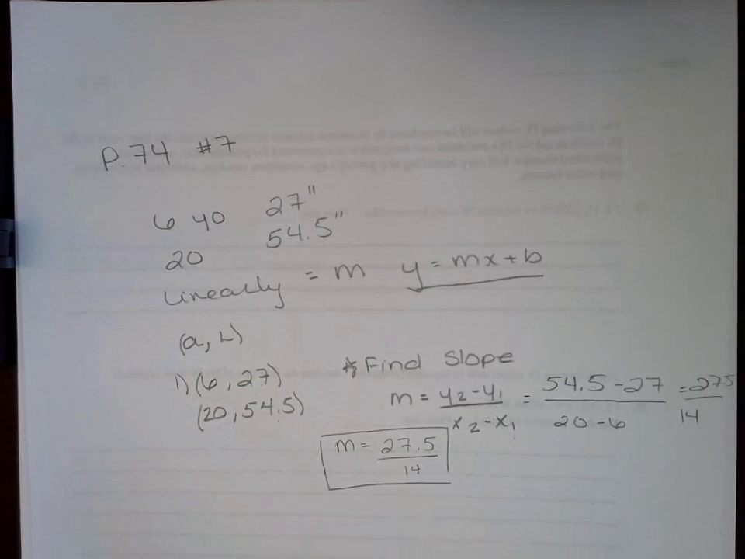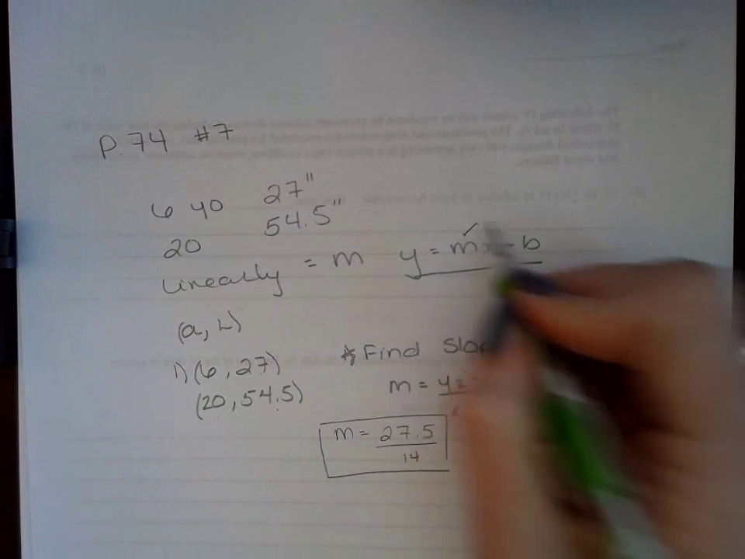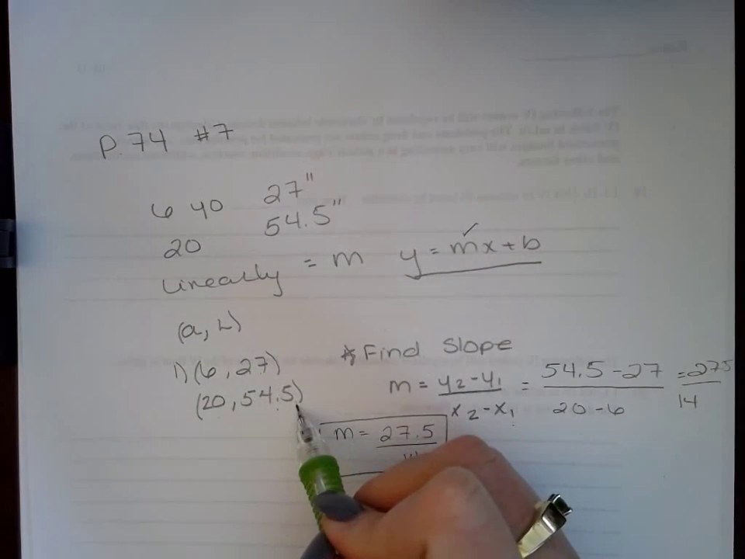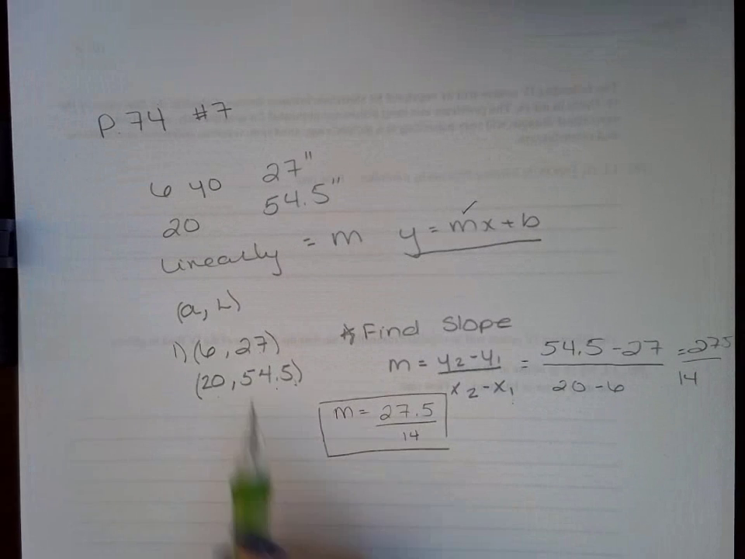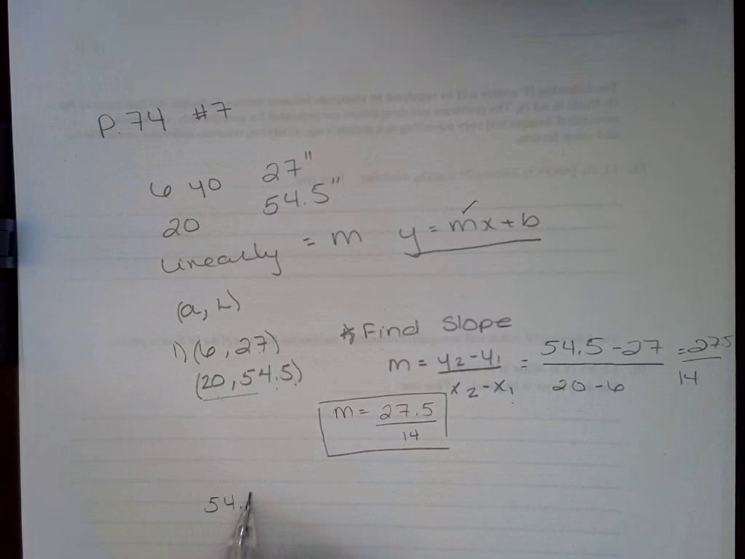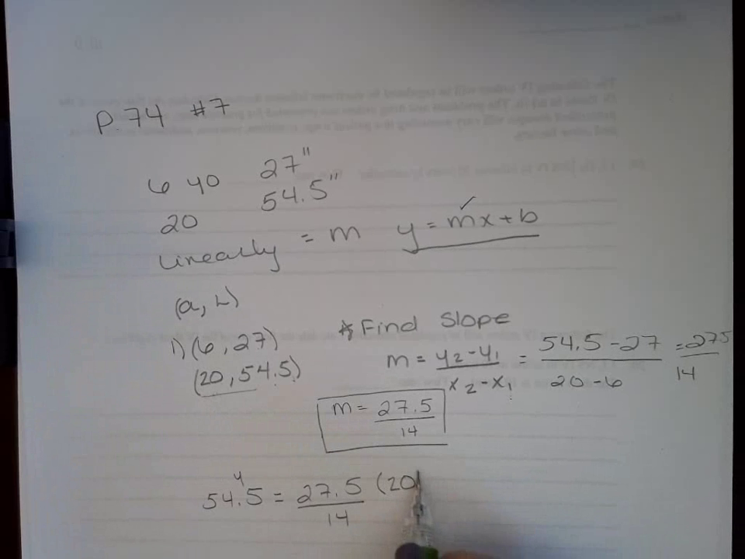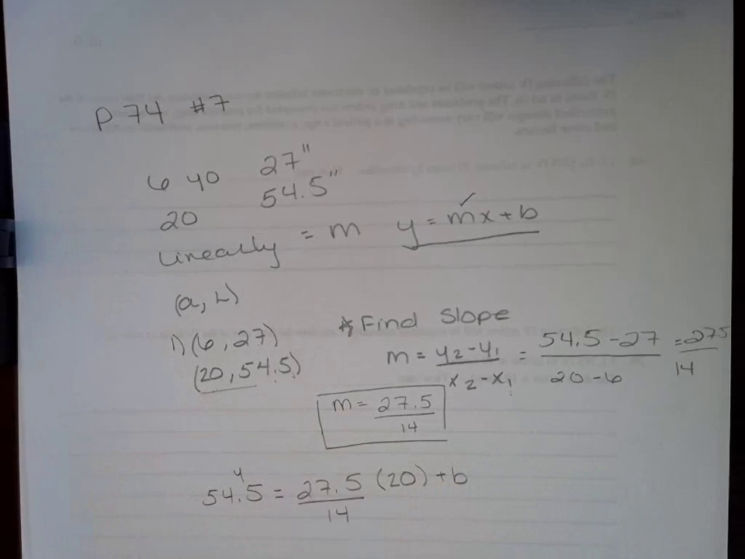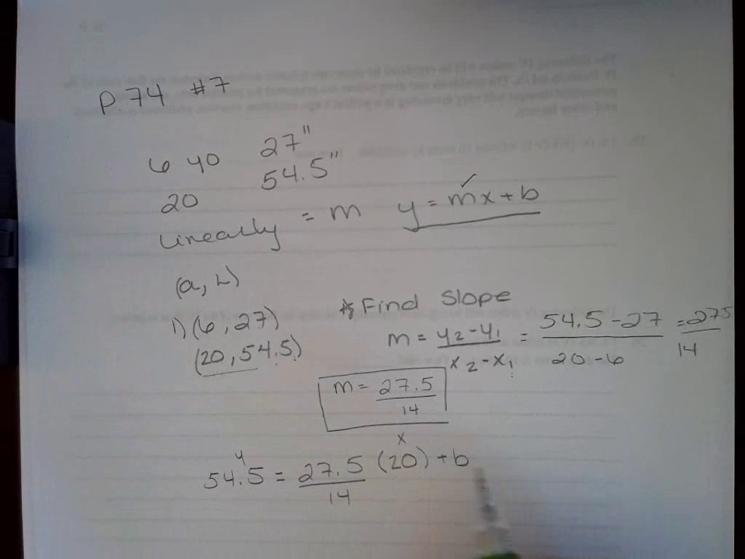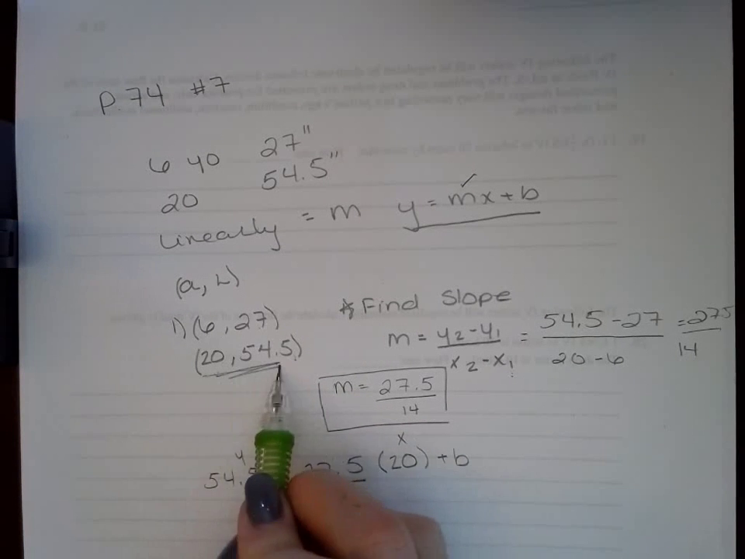So now we need to find our y-intercept. We've already found our slope. We're given two x and y points, so I'm just going to pick one of these. I'm going to pick the point 54.5, this is my y, is equal to the slope 27.5 over 14 times the x 20 plus b. Right? So this is our x and our y. They came directly from this ordered pair.